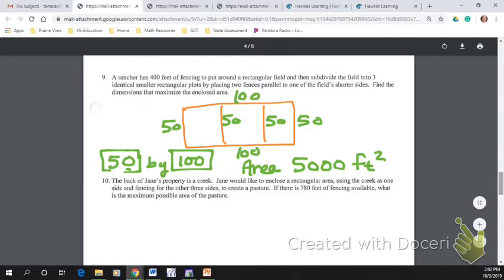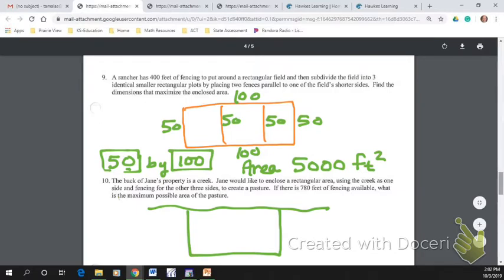Okay? All right, so number 10 is a very similar problem except for what? We have 780 feet of fencing. What kind of a pen are we building this time? Rectangular. But we only have 3 sides of fencing because they're going to use the creek as one side, which wouldn't work with my cows, but maybe it does with theirs. 3 sides, the fourth side is just the creek.